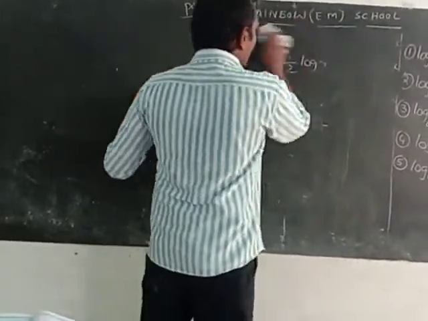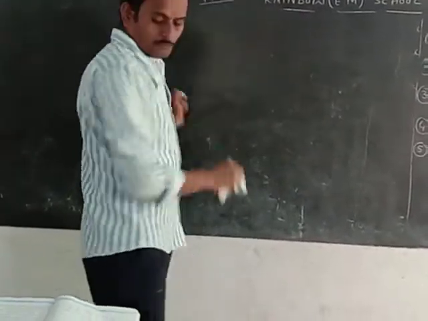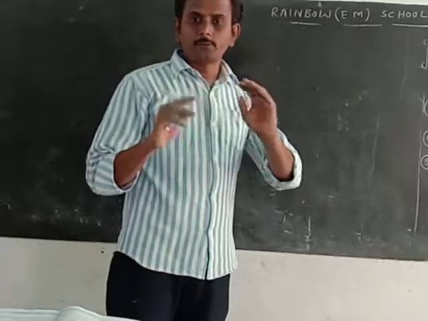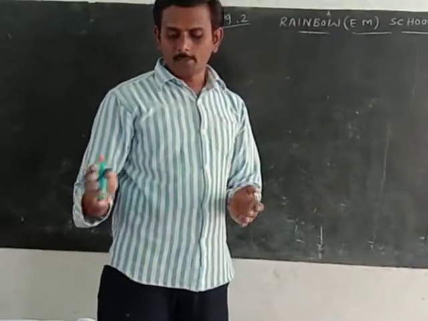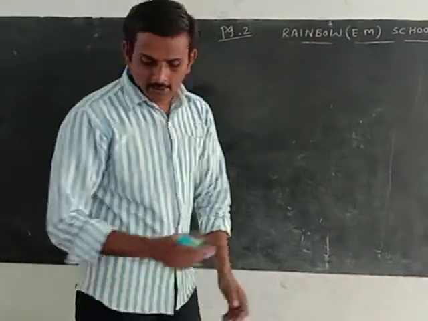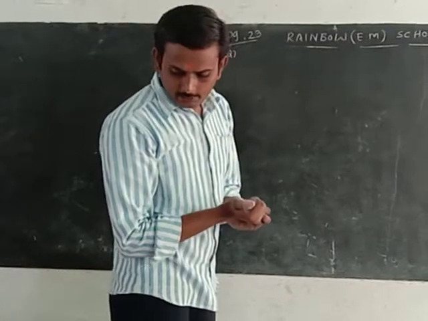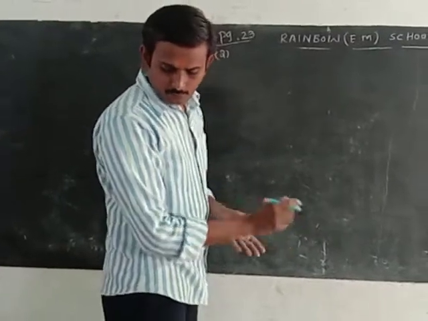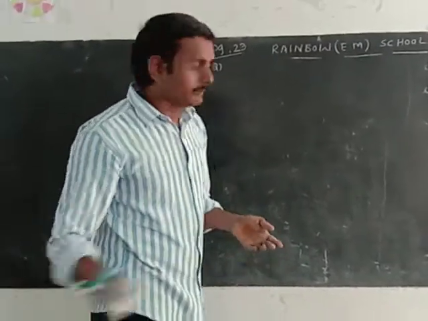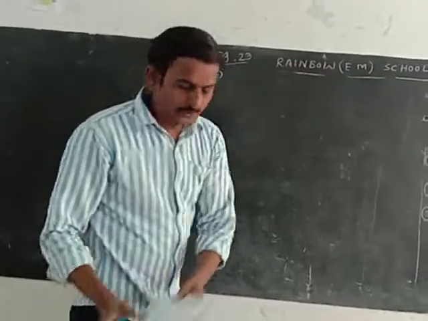In page number 23, exercise 1.5, we already discussed the first Roman models. Now we will discuss the second Roman. Okay, page number 23, second Roman. Second Roman or third Roman? Third Roman. Okay, third Roman, what is the question?